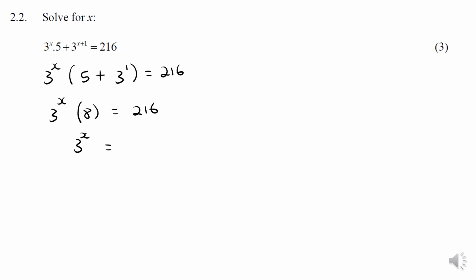And 216 divided by 8 is 27. Then I'm going to get both of them on the same base, which would be 3. And 3 to the power of 3 gives me 27. Because in this equation the bases are the same, I can drop them, and then I'll have the exponents: x is equal to 3.